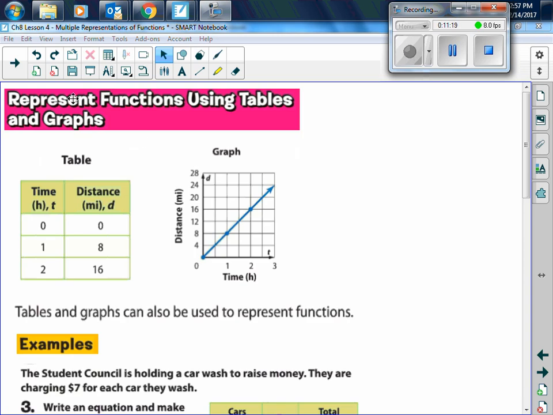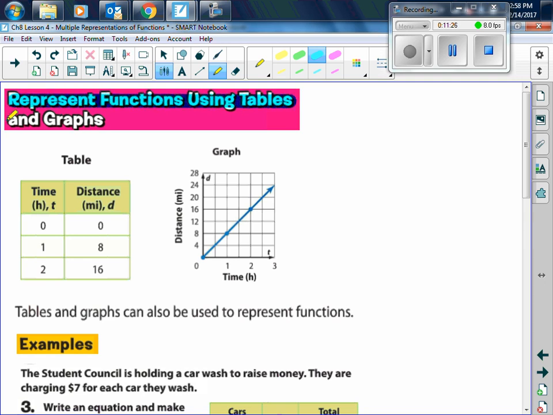So now we're going to represent functions using tables and graphs. We've seen a function as an equation. We've seen a function using words. We've actually seen a function using tables and graphs yesterday, right? So here, table and graph. These are ways that you can observe a function.